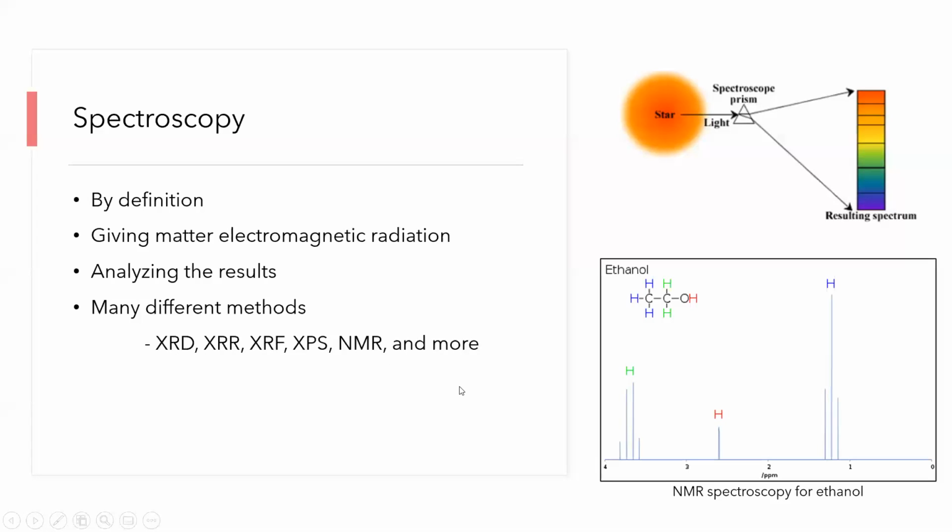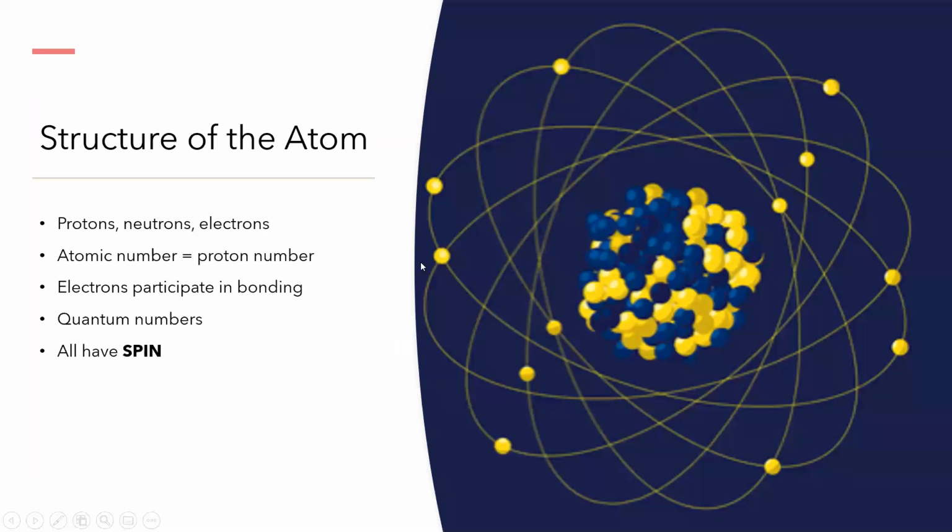So moving on, we'll talk about the structure of the atom. So we probably all remember from physics class, the atom has protons, neutrons, and electrons. Protons and neutrons are in the nucleus, and electrons are in the electron cloud orbiting the nucleus. And protons have a positive charge, neutrons have no charge, and electrons have a negative charge. And then the atomic number of an atom is equal to its number of protons. And for each element, there is a different number of protons.